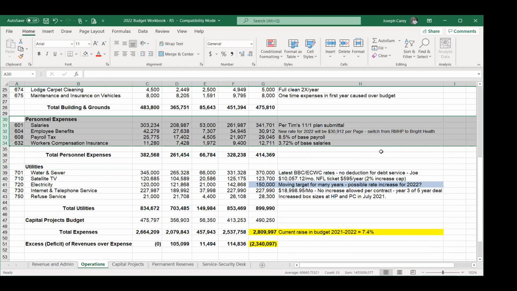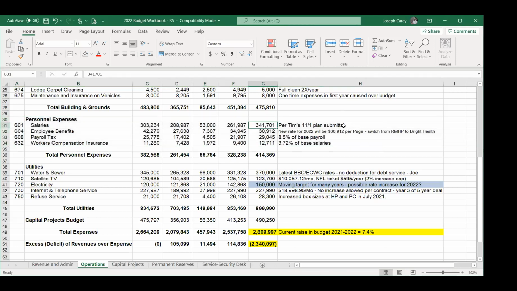Sorry. So salaries. Tim commented that we're going to be adding extra temporary staff in the summer to keep up with landscaping maintenance. And so we're going to have a little bit of a bump in our salary budget there.